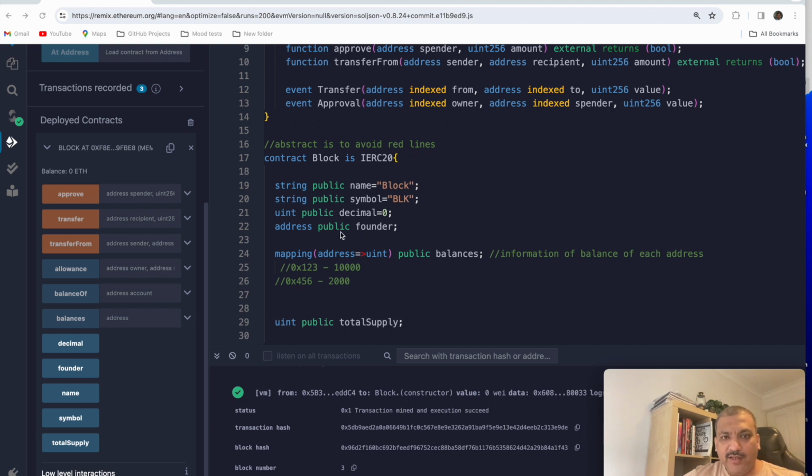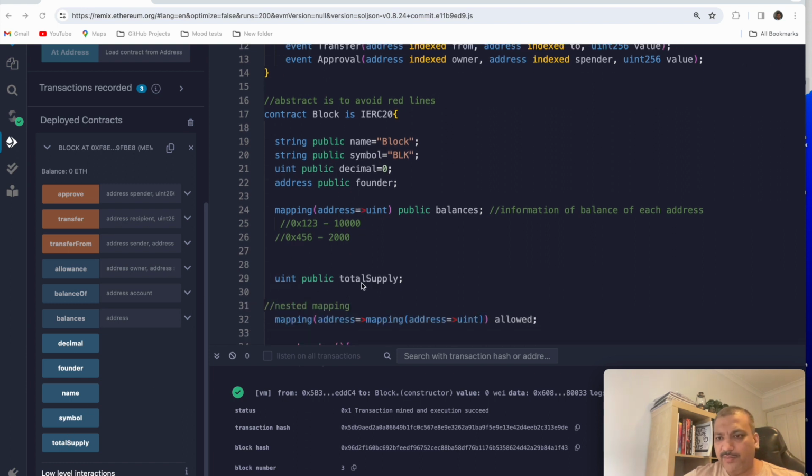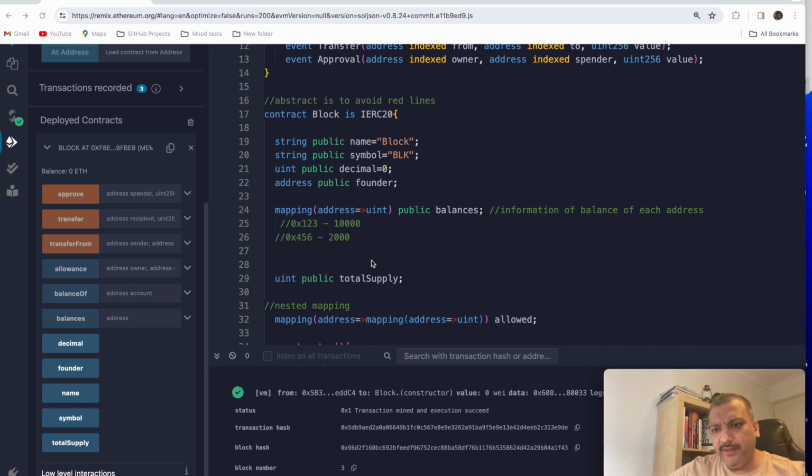Then we also have the founder, and then we've got name, and then symbol, so that's coming from there, and then we've got total supply. So total supply is a public variable. In Solidity, generally in object-oriented programming languages, when I declare a variable as public, it automatically gets a getter function, right?